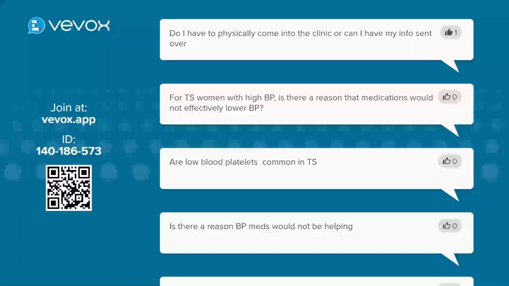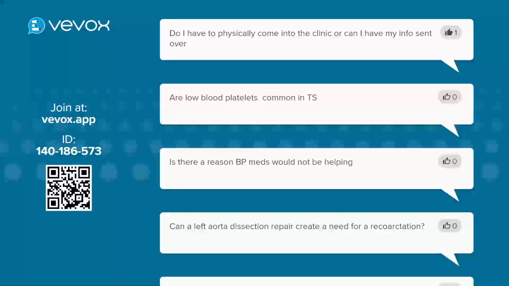For women with high blood pressure, is there a reason that medications would not effectively lower blood pressure? A similar question. The answer could be that you haven't tried the right medication for you, or the answer could be that something is causing your blood pressure to be high. In Turner syndrome, that could be things like having a thyroid disease, having untreated sleep apnea, gaining weight, having diabetes, having kidney problems. So there are lots of reasons that you could develop blood pressure that's harder to treat.